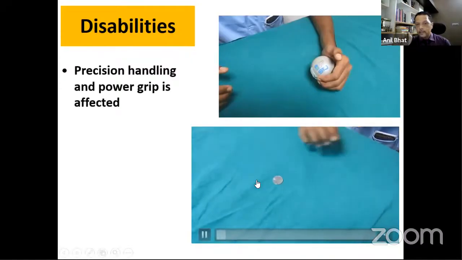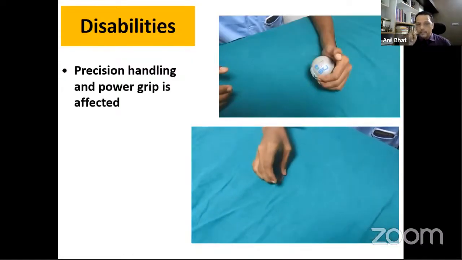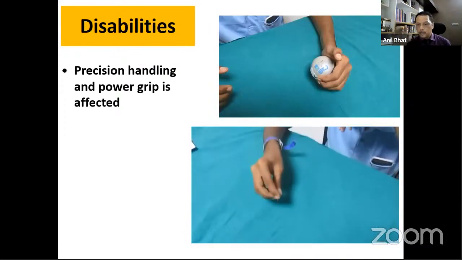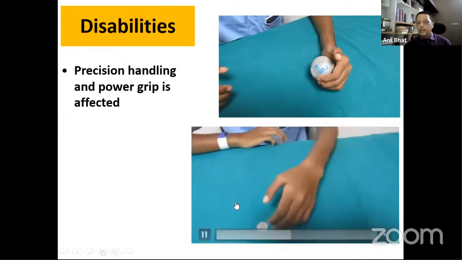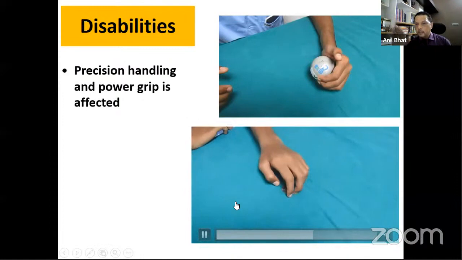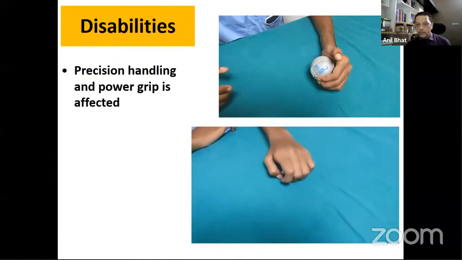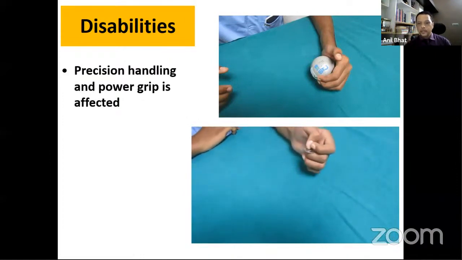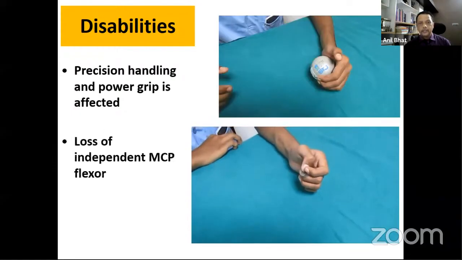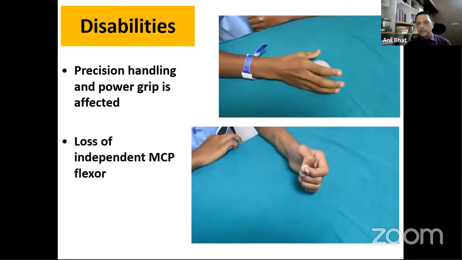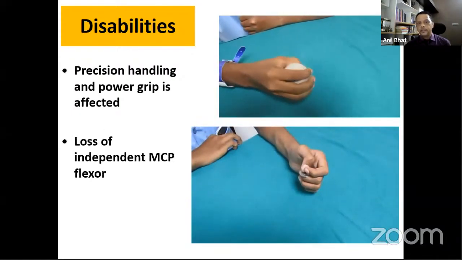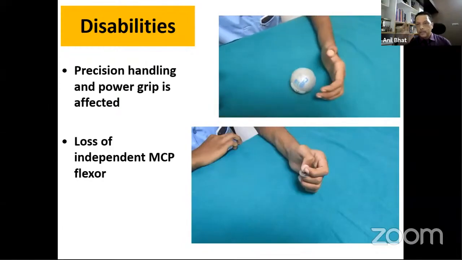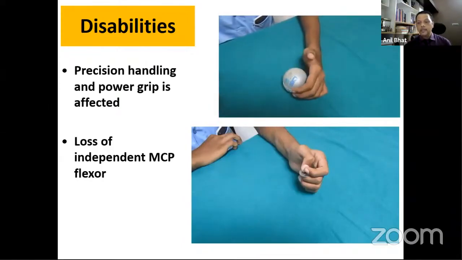Small objects like a coin, manipulating coins is very difficult for me. This is a normal hand, you can easily do that. But here, the interossei are not working, so the patient doesn't have abduction, adduction, and again, the MCP flexion is not working. So it's difficult for them to do all these things. The loss of independent MCP flexion is a major disability. That's why they come to you. Because of the claw they might not come, but for the disability, they will come.